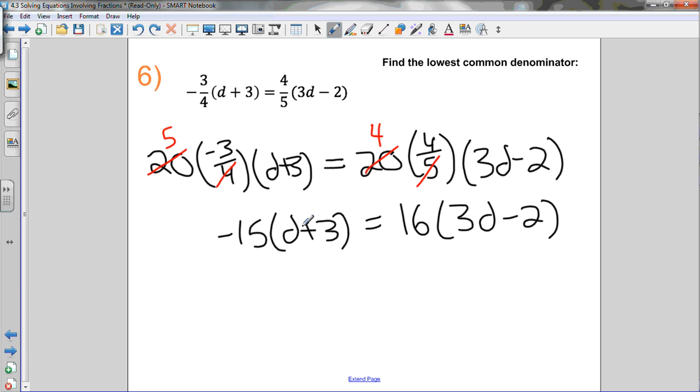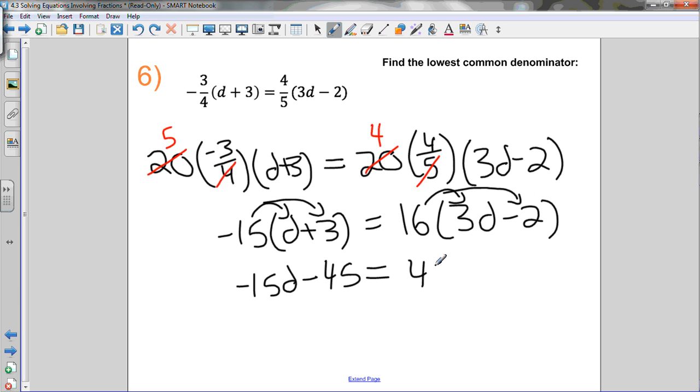Let's get rid of our brackets by distributing the terms out front using our distributive property. So distribute the negative 15 to the d and the 3. Negative 15 times d is negative 15d. Negative 15 times 3 is negative 45. Now, on the other side of the equation, let's eliminate our brackets as well using the distributive property. So let's distribute our 16 to the 3d and to the negative 2. So 16 times 3d gives me 48d. And 16 times negative 2 gives me negative 32.